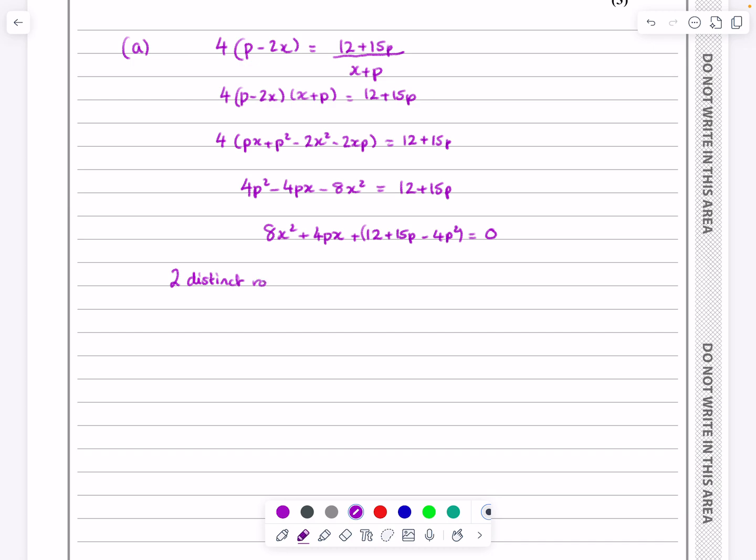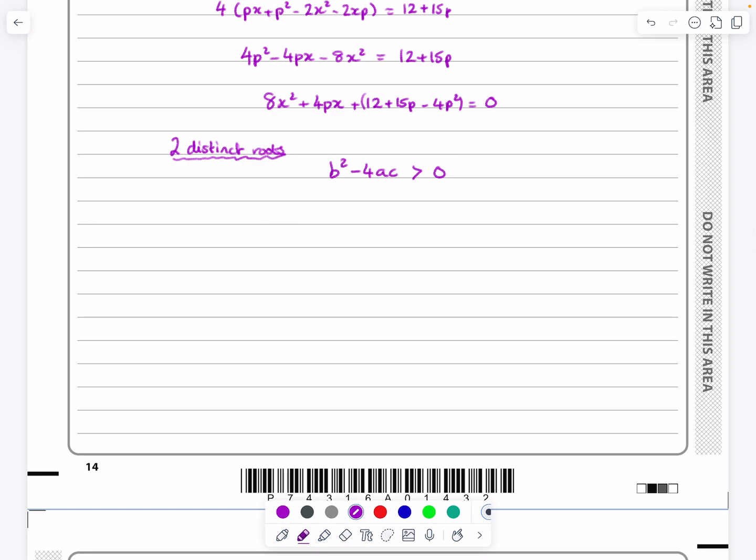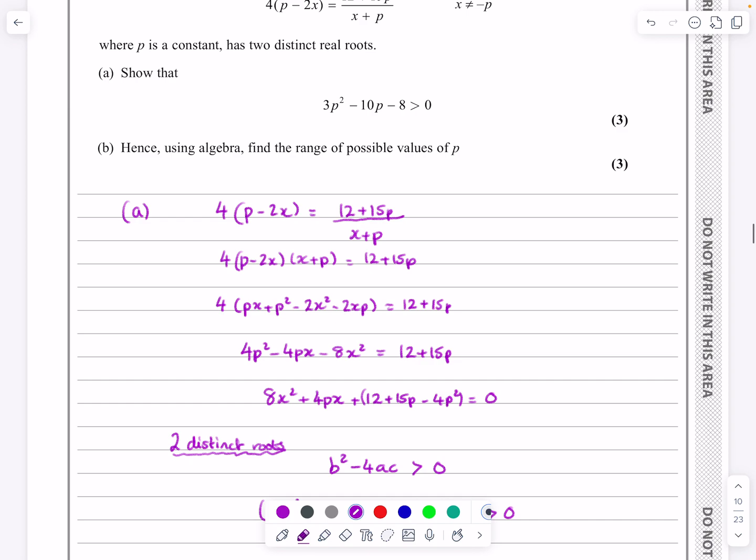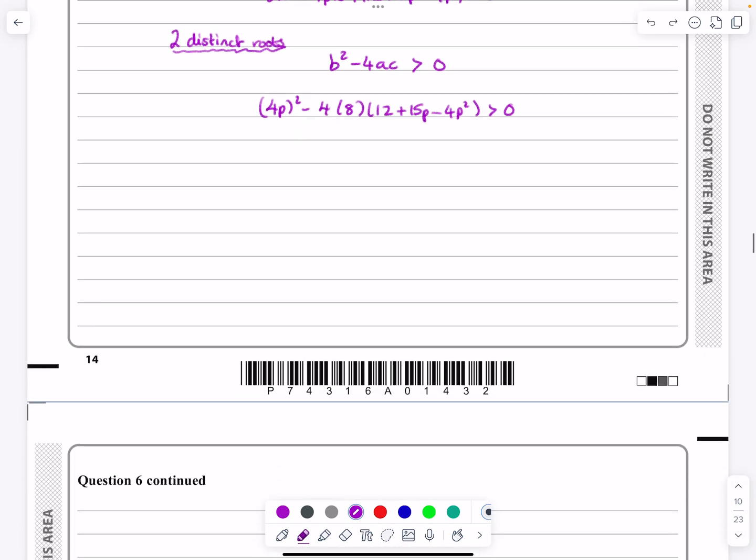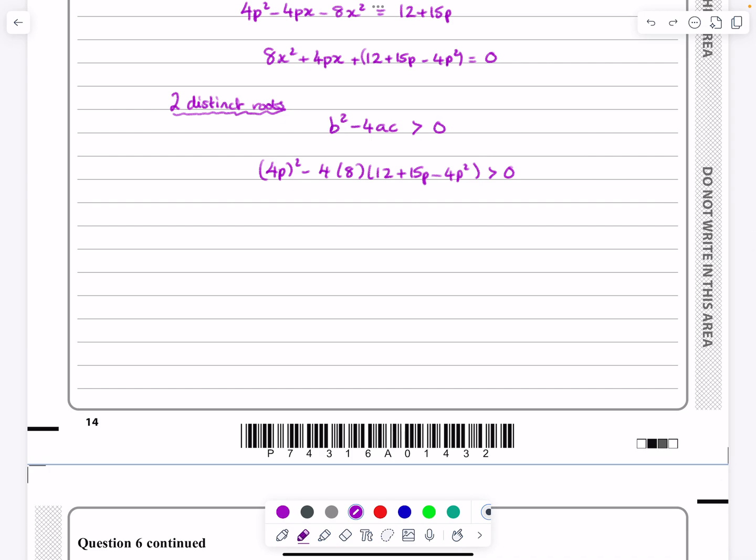I've been told there are 2 distinct roots in this quadratic. So if there are 2 distinct roots, our discriminant b squared minus 4ac is greater than 0. So b squared, 4p all squared, minus 4a, and then, as I say, c is all of this, 12 plus 15p minus 4p squared. All of that's going to be greater than 0. I know what it's going to work out to be, but don't be in too much of a rush to get there. Just go through steadily. It's a proof.